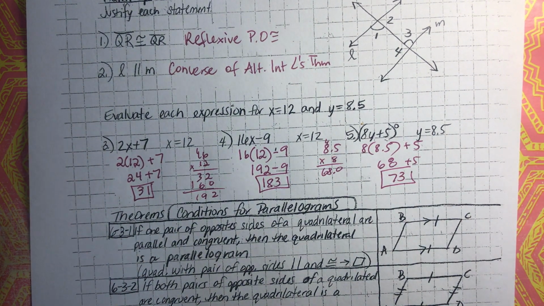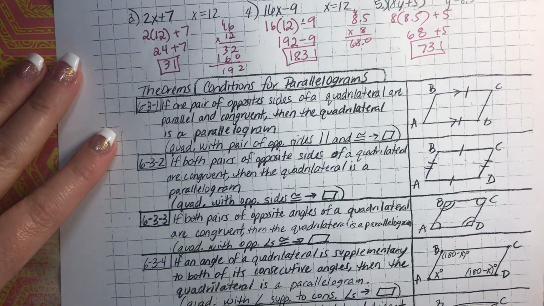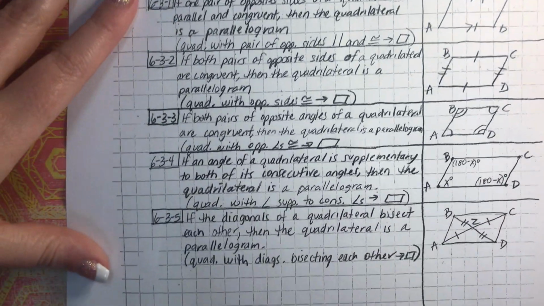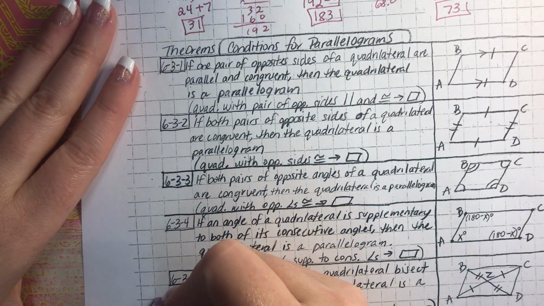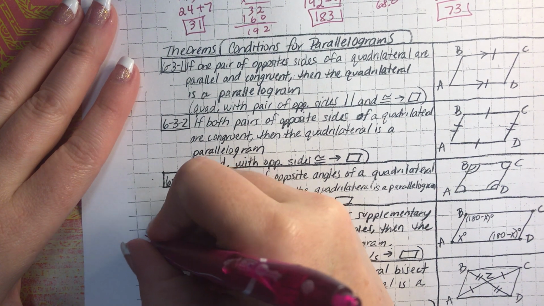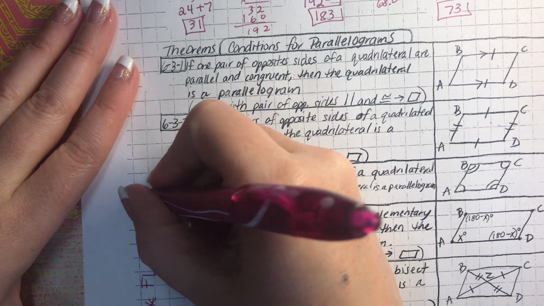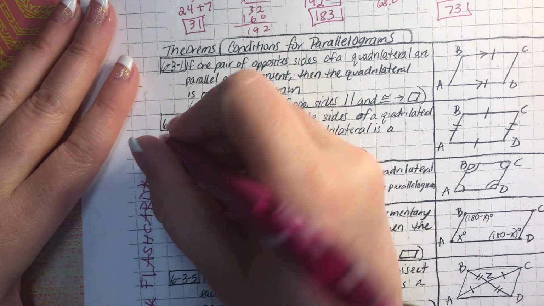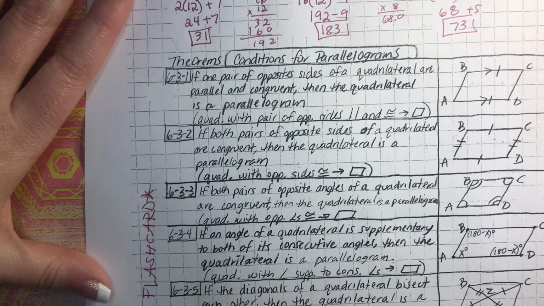Okay, now we are going to be talking about the conditions for parallelograms. These should all be a flashcard. You're going to have to memorize all these, so make sure you're going over these so that you can commit them to memory.